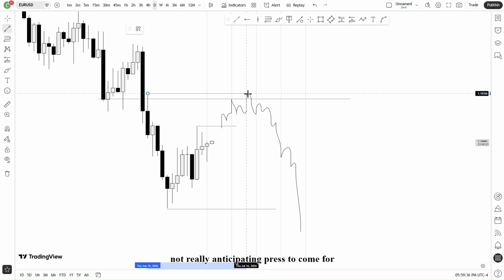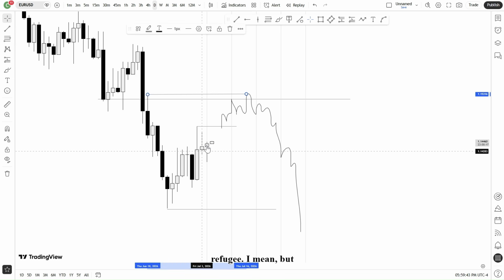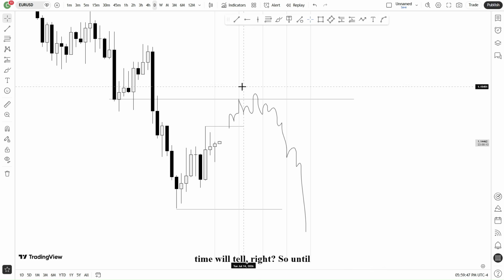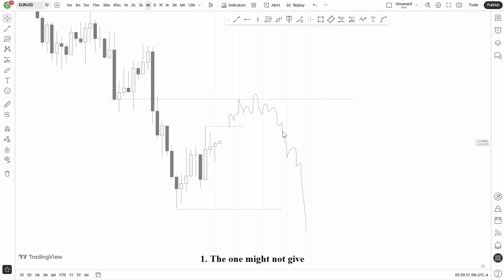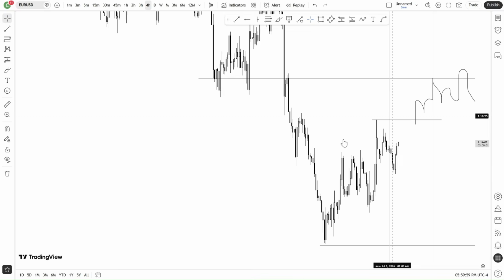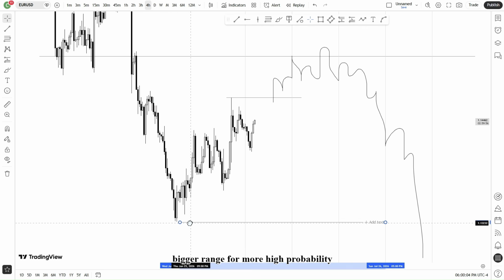So we are still anticipating. I'm not really anticipating price to come for that monthly FVG, but for that daily FVG. I mean, time will tell, right? So until then, currently week one might not give us an opportunity. So to be on the safe side, we can just be anticipating the high of the month to align with the bigger range for a more high probability trade.